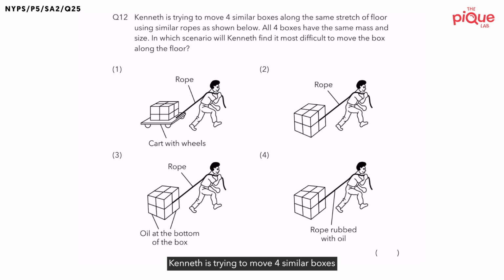Kenneth is trying to move 4 similar boxes along the same stretch of floor using similar ropes as shown below. All 4 boxes have the same mass and size. In which scenario will Kenneth find it the most difficult to move the box along the floor?